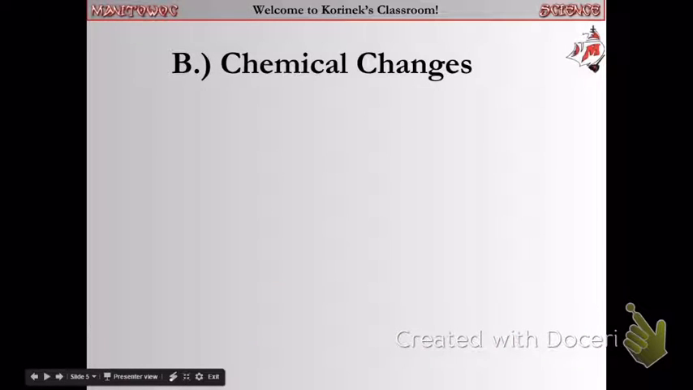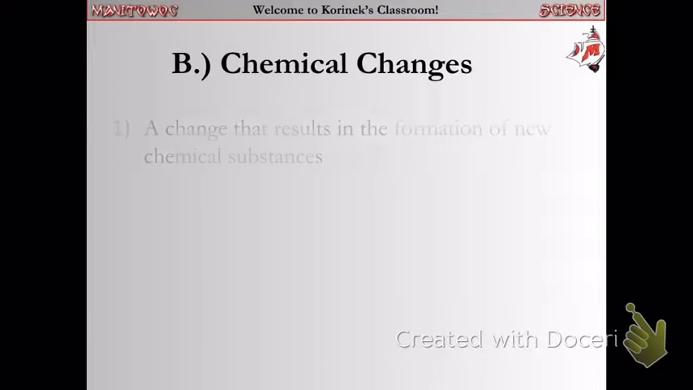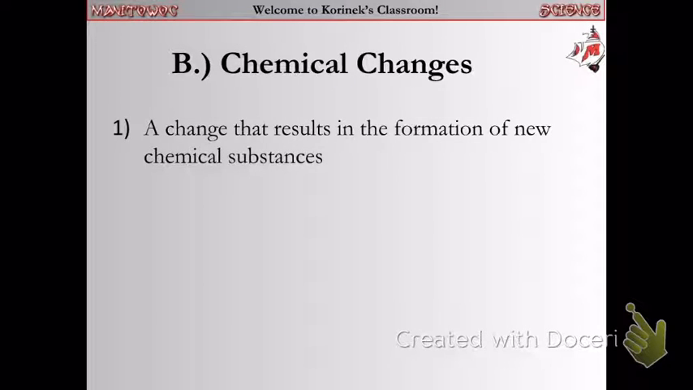So what if it's not a physical change? What are the other types of changes? The other types of changes are called chemical changes. Chemical changes are simply defined as a change that results in the formation of new chemical substances. In essence, the elements that you're playing with rearrange. So it's like building a house out of Legos. You build a beautiful house out of Legos, and then you take every single one of those Legos and you demolish the house, and then you build a dinosaur.